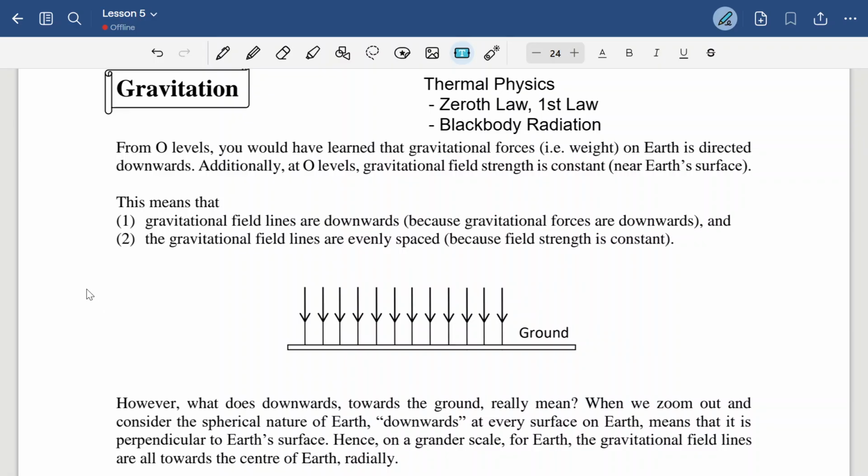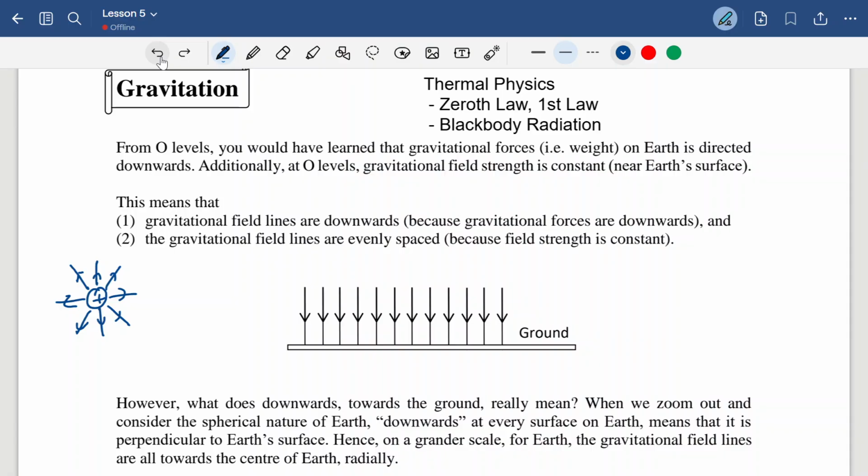So for a positive charge, if you can recall what you drew for O levels, why do you draw it like this? It's because you can see that yes, it's in all directions, but as we go further and further, the distance between the lines is larger and larger, which shows that the electric field gets weaker and weaker.